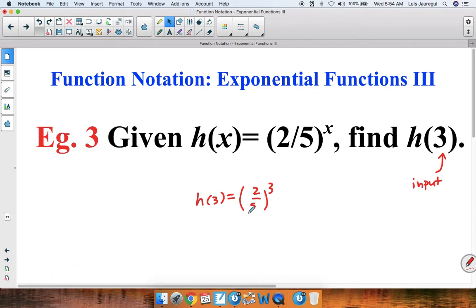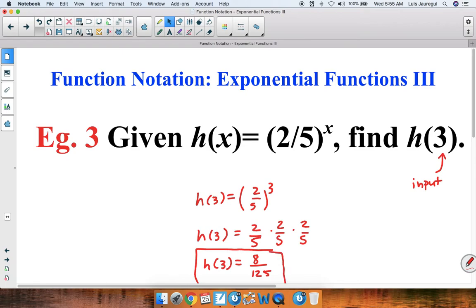Now, using the fact that this means repeated multiplication, we have that h of 3 is equal to 2/5 times 2/5 times 2/5. And we get that h of 3 is equal to 2 times 2 is 4 times 2 gives you 8 over 5 times 5 is 25 times 5 gives you 125. So we get that h of 3 is equal to 8 over 125.